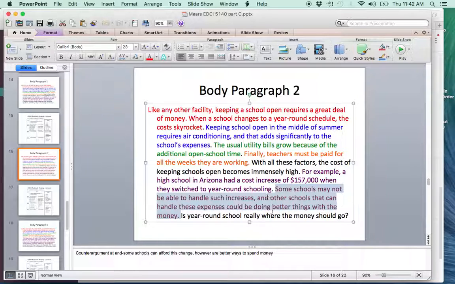So the writer is acknowledging that while his or her reason for not having year-round school is that it requires money, the writer is acknowledging that some schools have that money. That's the opposing view and opposing opinion. However, the writer then goes on to say that they could do better things with the money. So they acknowledge the other side, but then still try to prove why their opinion matters and why we should agree with them.